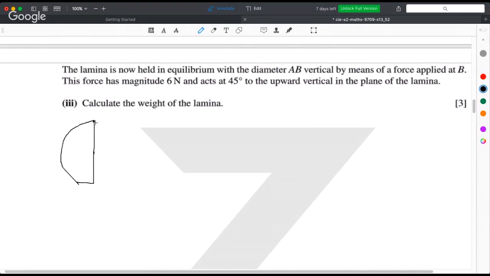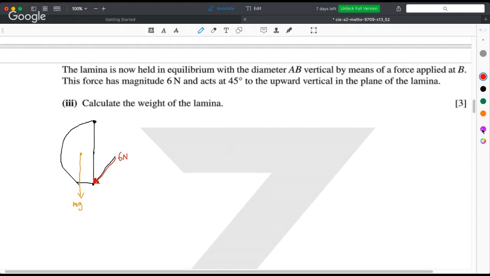And the way we do this is we're going to apply a force that is acting at 45 degrees to the upward vertical. So it's like so. And so what forces are acting on this thing? Well, over here at the center of mass, we have mg acting downwards. And we have this new force of 6 newtons acting in this way.